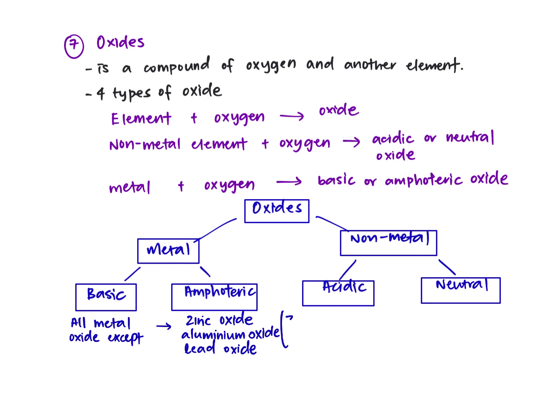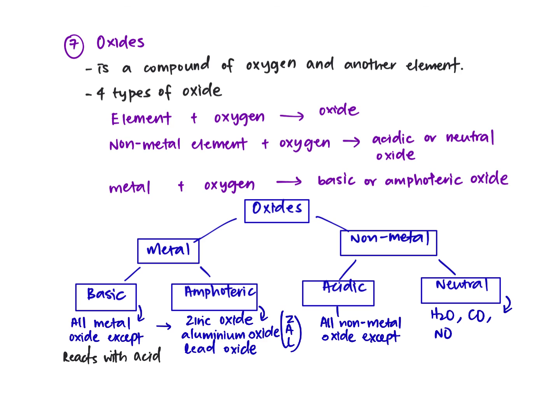But amphoteric oxides, there's only 3: zinc oxide, aluminium oxide, and lead oxide. As for acidic oxides, most non-metal oxides will be acidic. Only 3 non-metal oxides are neutral, not acidic. So the neutral ones are water, carbon monoxide, and nitrogen monoxide.